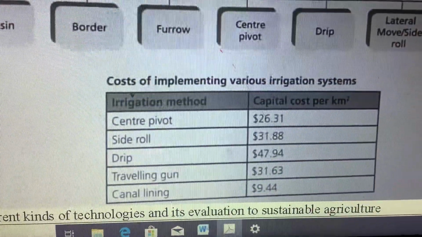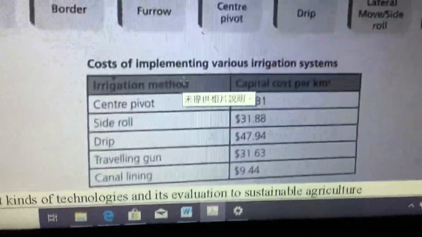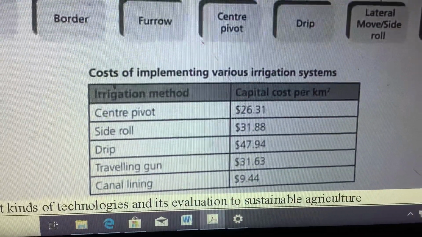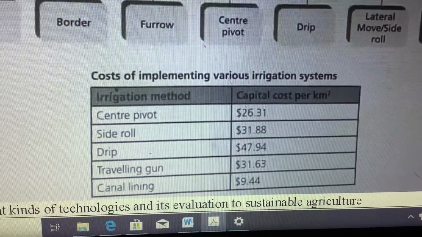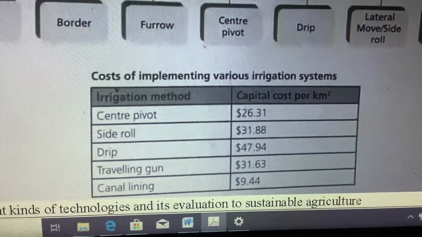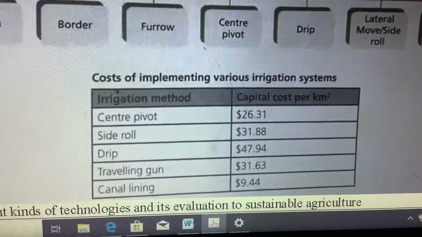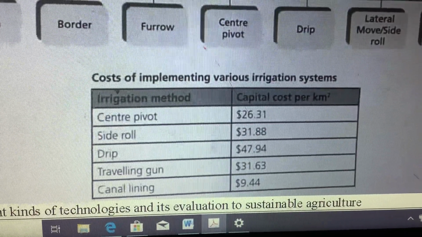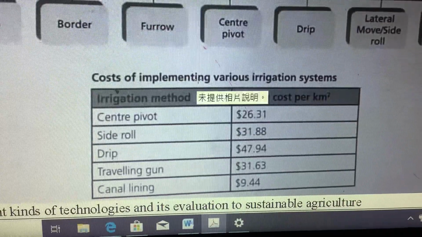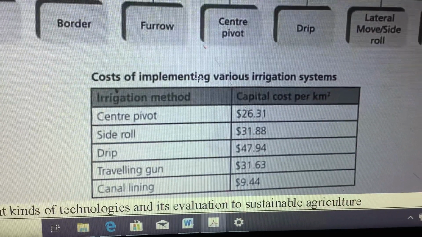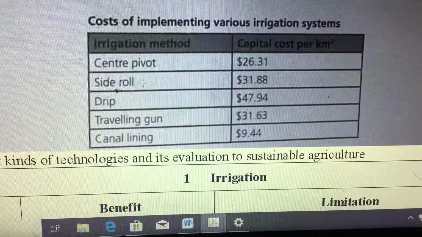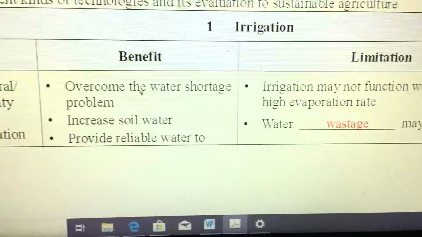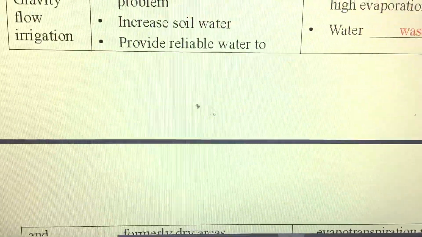This one is talking about the cost that's used for different kinds of irrigation system, like drip irrigation, which is the highest cost. What is the side roller? I have just shown you, which is talking about the cards with a lot of sprinklers. That one is side roll. Irrigation, why is it good, why is it bad, right here. I'm going to tell you one by one.